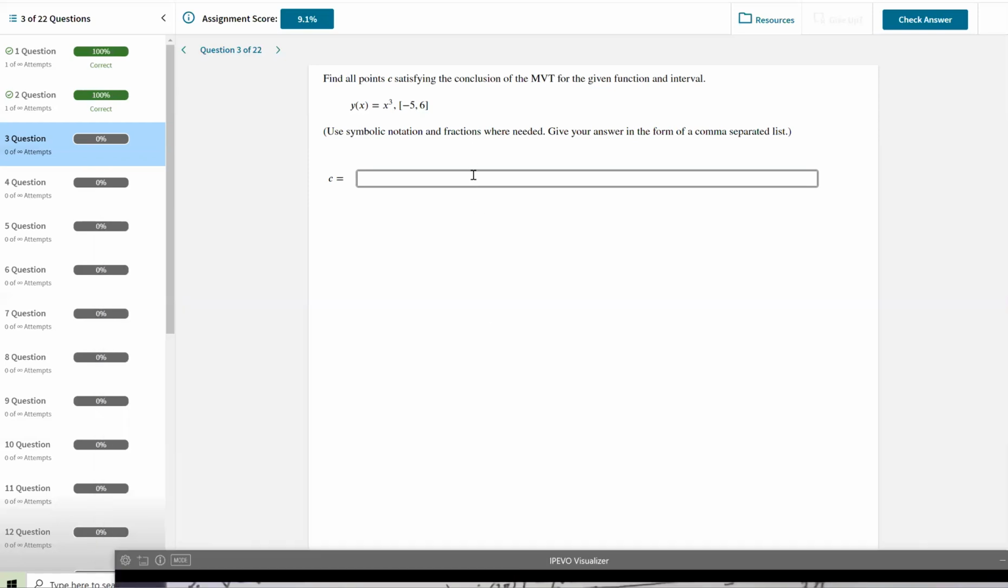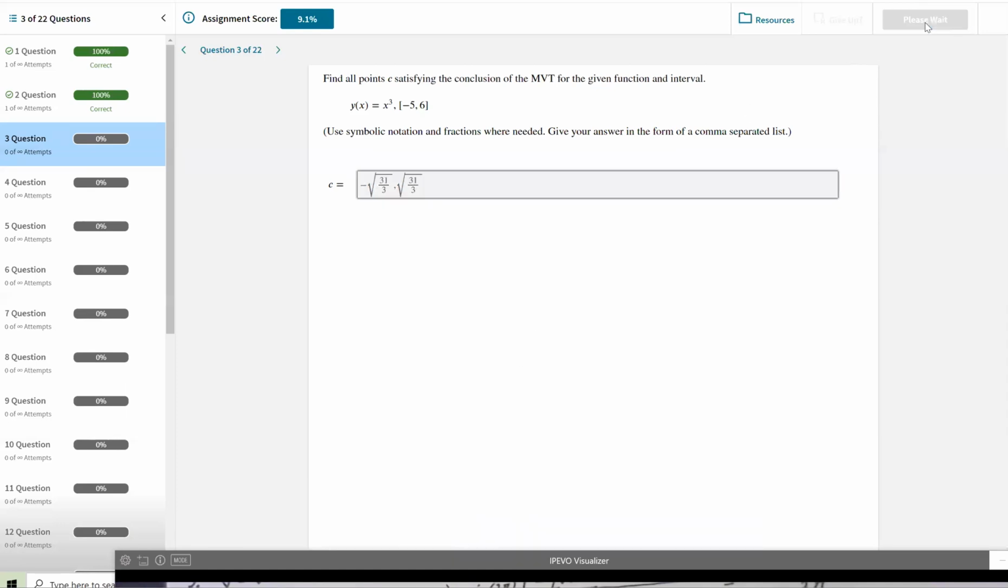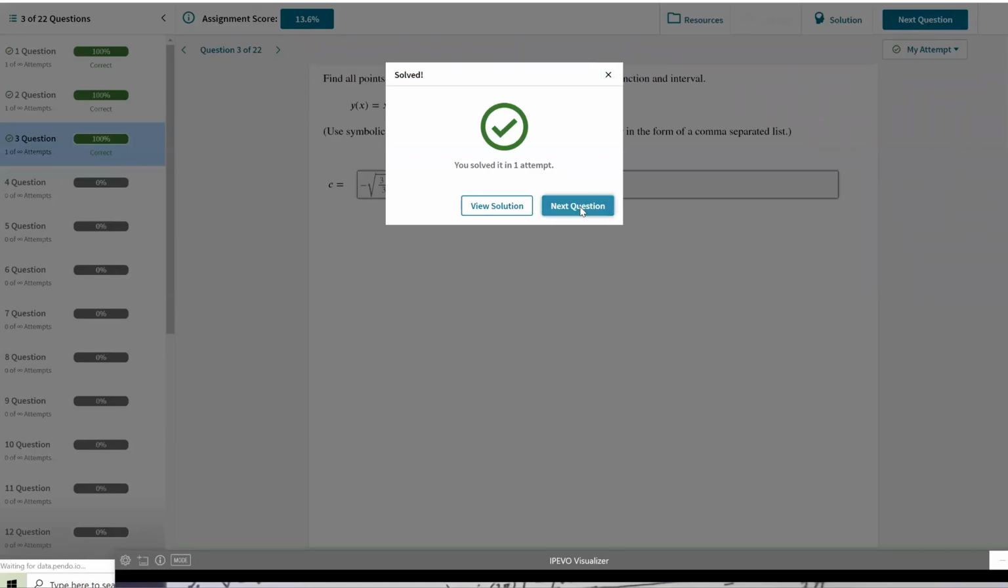I'll go in here and try to enter that in. I'll say, okay, I have the negative square root of 31 over 3, and then I'll do comma, and the positive square root of 31 over 3. That should be absolutely fine. We'll check that answer and move on.